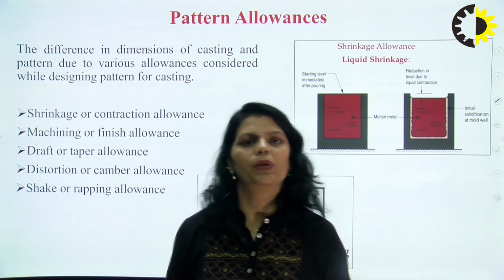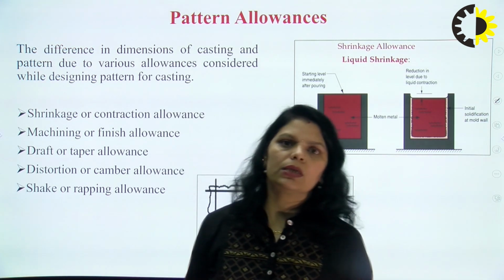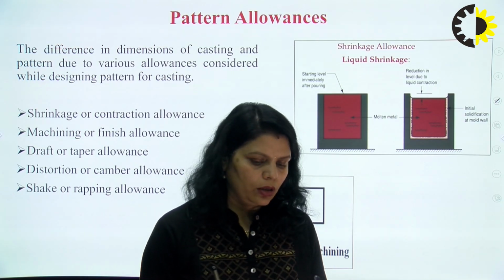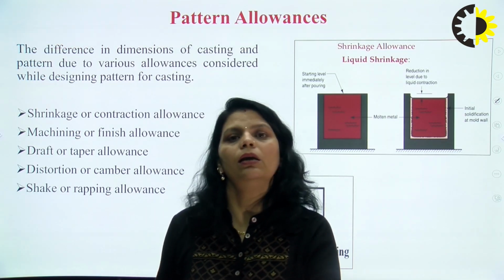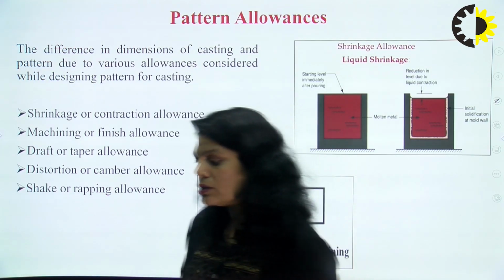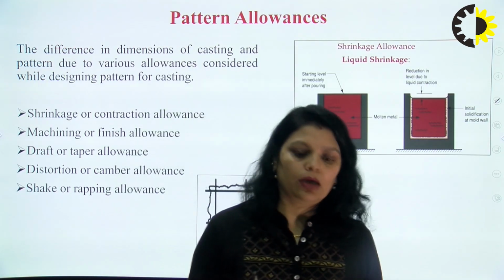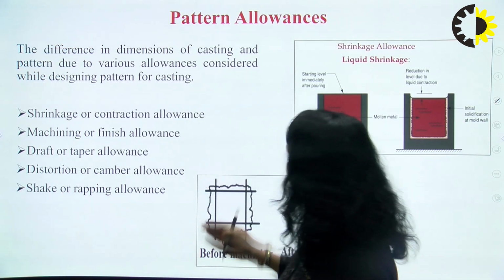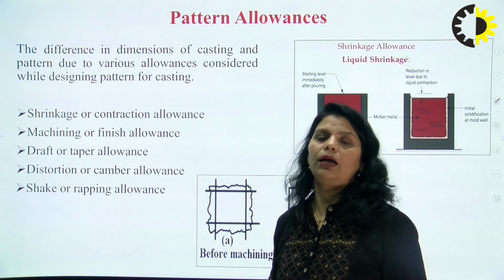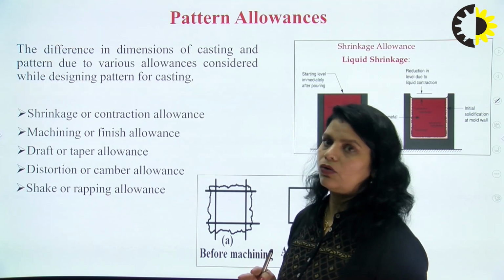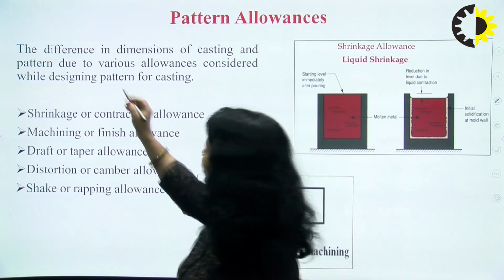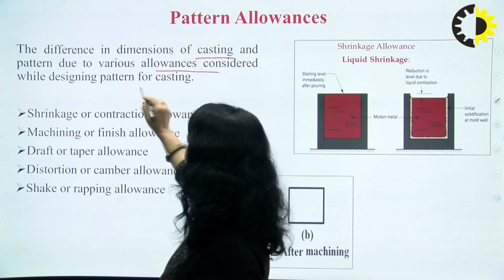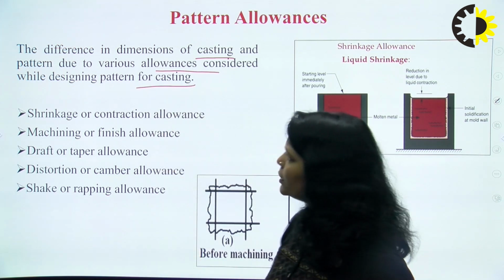So what is the meaning of allowance? Allowance is basically the margin provided within the dimensions of the pattern and the casting, or the tolerances which we provide in the dimensions of the casting and the pattern. As we have already discussed, the pattern is the replica of the final object. So the difference in the dimensions of the casting and pattern is due to various allowances considered while designing the pattern for the casting.